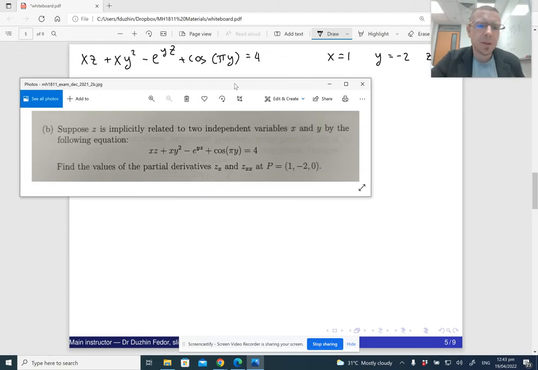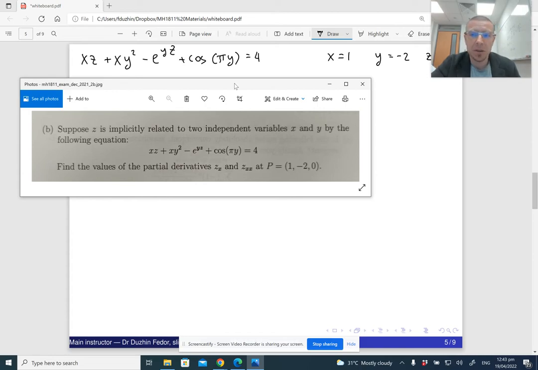All right. So here is the next question, part B. Here z is given as an implicit function of variables x and y, and we're supposed to find the partial derivative of z with respect to x and the second partial derivative. Now, if we just wanted to find the first partial derivative, then we could just use a ready formula from the lectures. But with the second partial derivative, it's probably not really that easy.